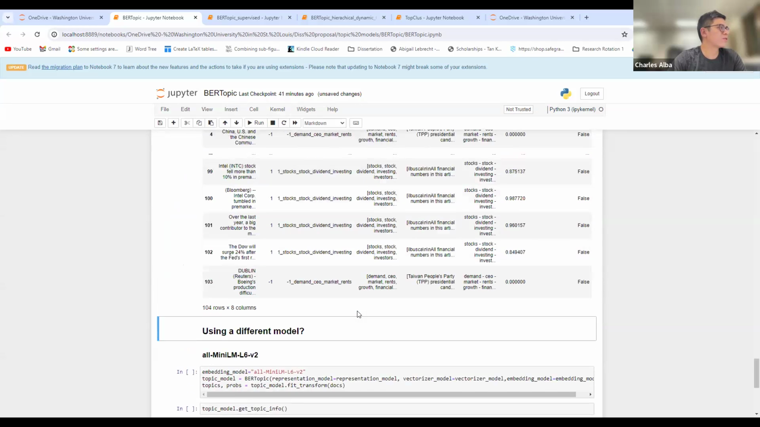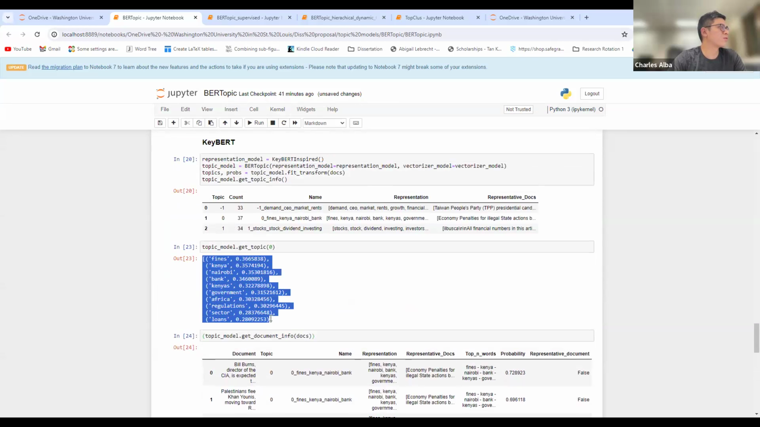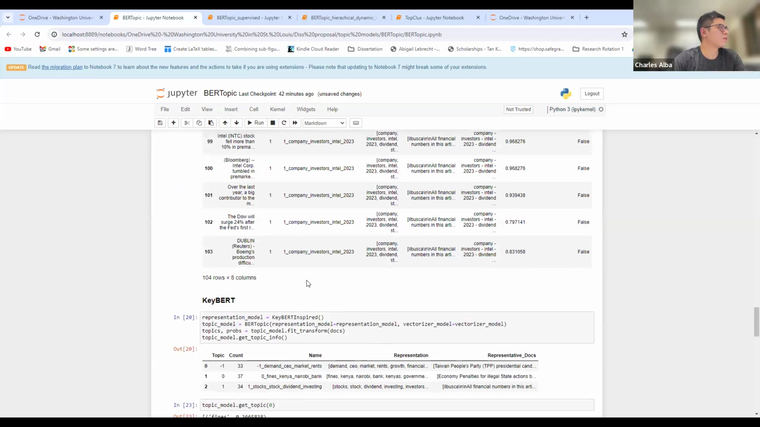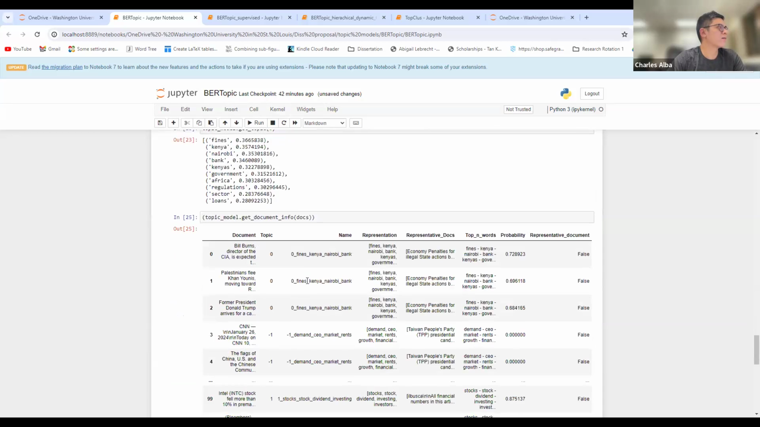And then again, you could inspect the probabilities of each word belonging to each topic itself. One thing to note is that KeyBERT gives much higher probabilities for the keywords belonging to that document, because like I said, we iteratively take out representative documents, a subset of the documents, and we iteratively take out words. So obviously, naturally, you would get a higher probability. So yeah, there's that.